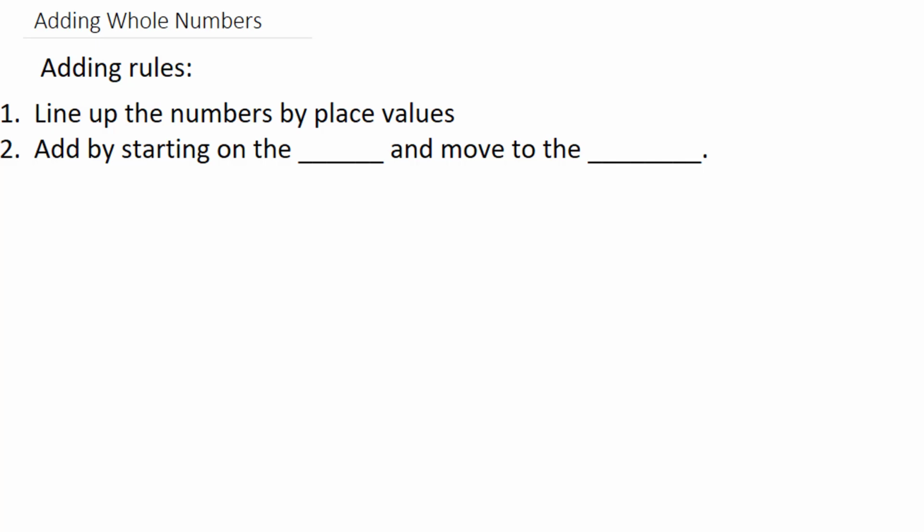Adding whole numbers. Let's go over a few rules before we start with our examples. Rule number 1, we're going to line up the numbers by the place values. Rule number 2, we're going to add by starting on the right, and then we move to the left. So let's go ahead and start.